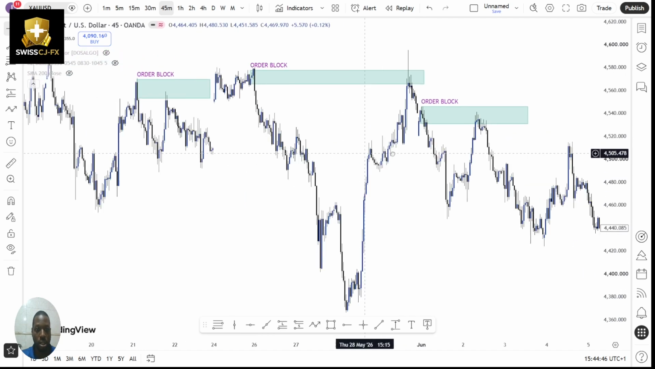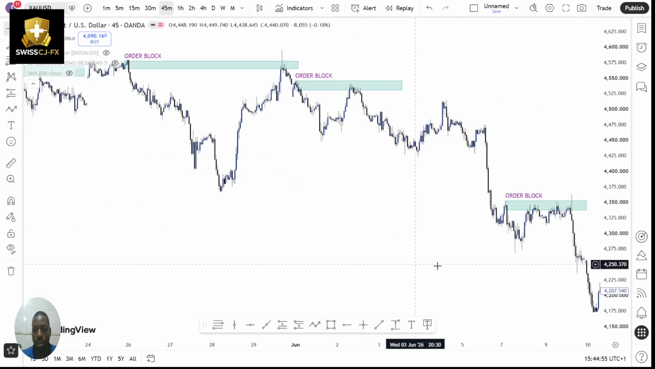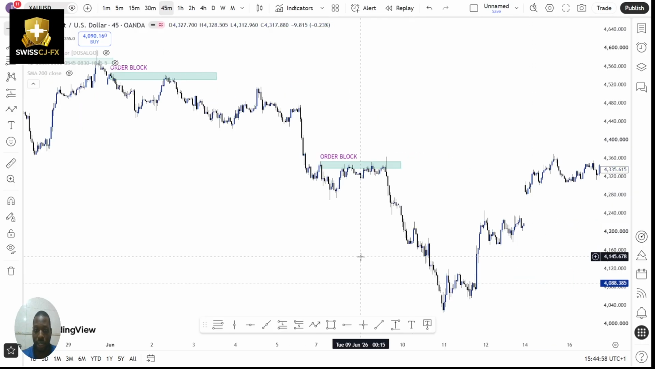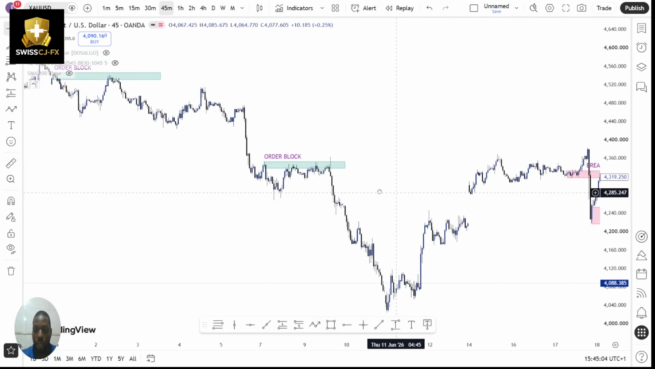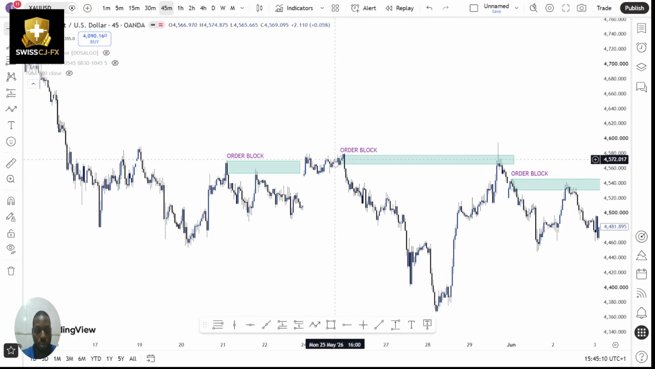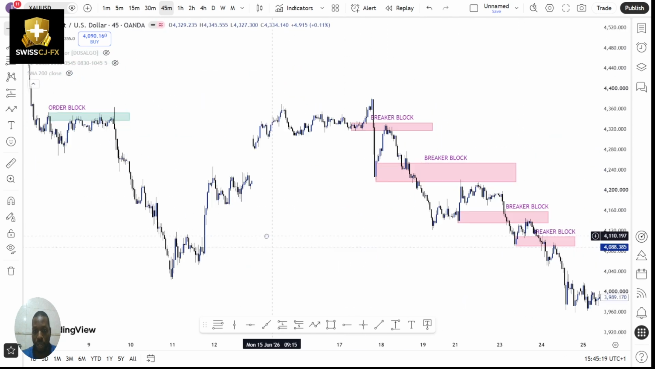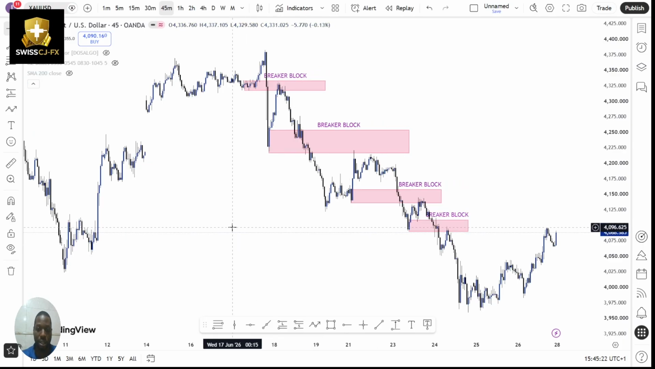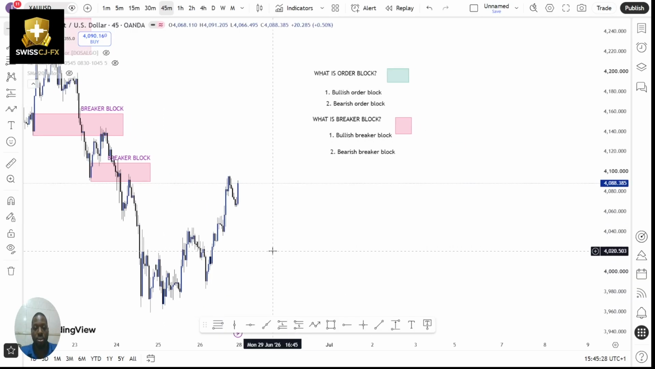I can guarantee you that after watching the video to the end, you will understand order blocks and breaker blocks like never before. It's going to be very simplified. For the sake of this course, I'm going to paint the order block green and the breaker block red. I'll tell you the reason why, but first of all, let us start the video.